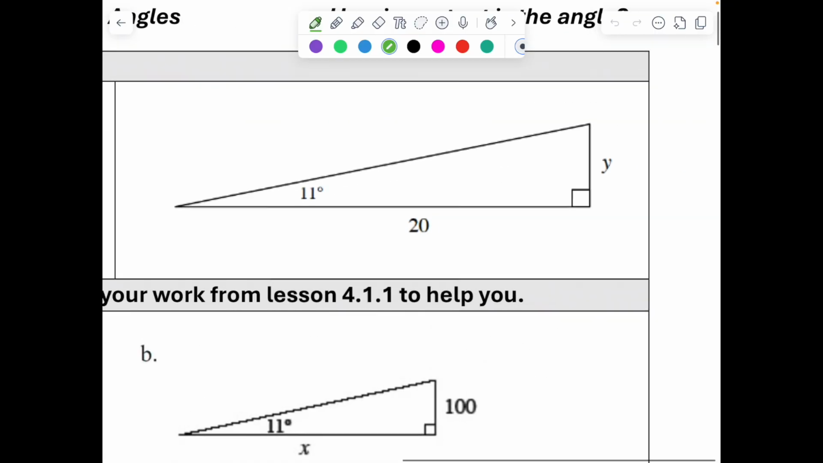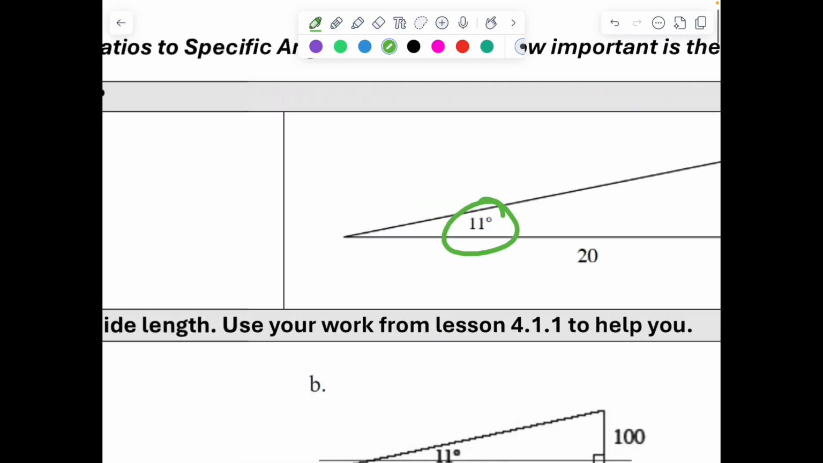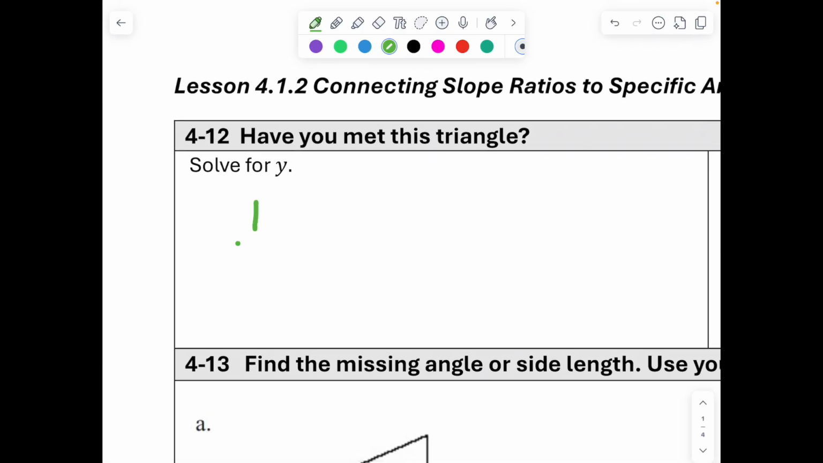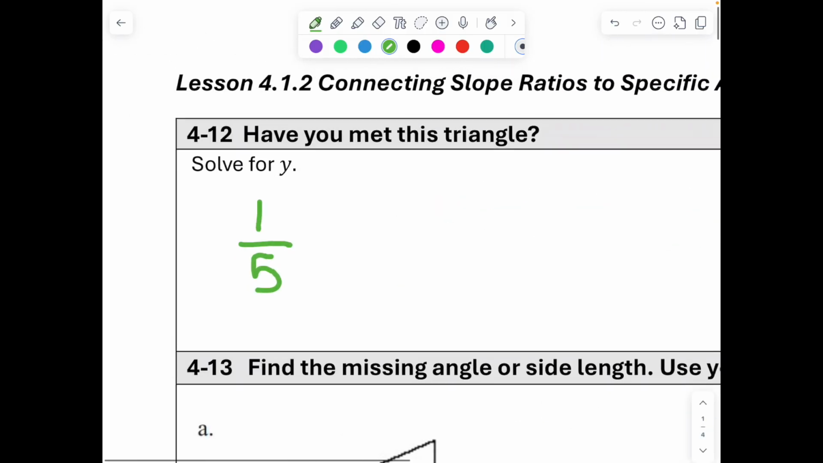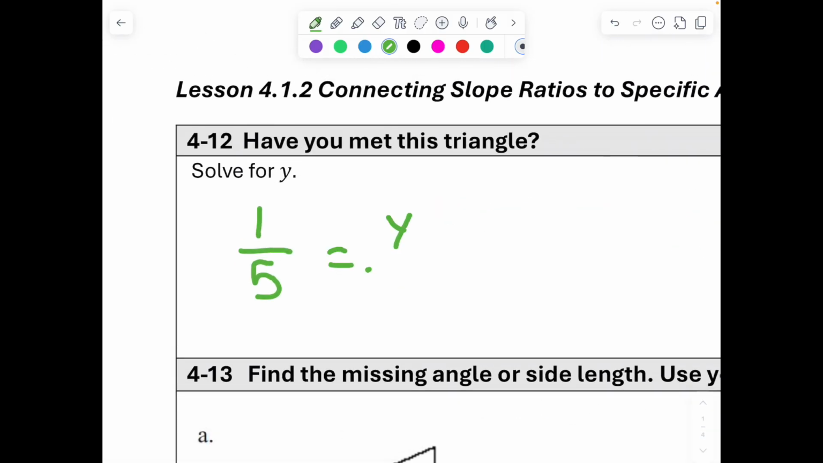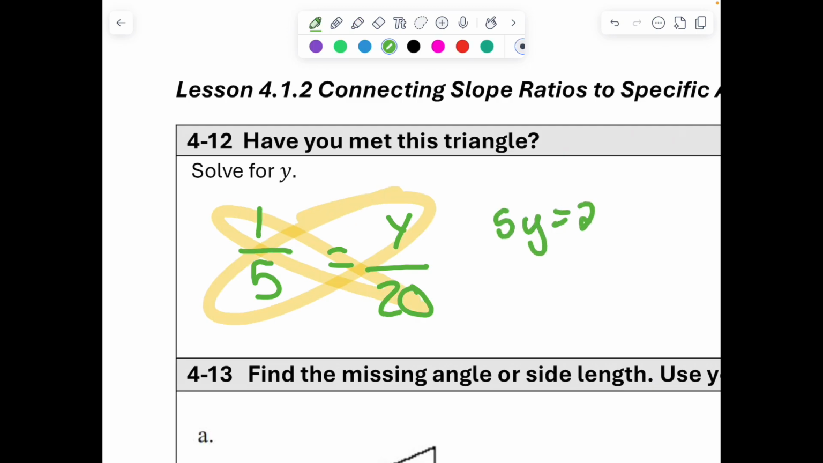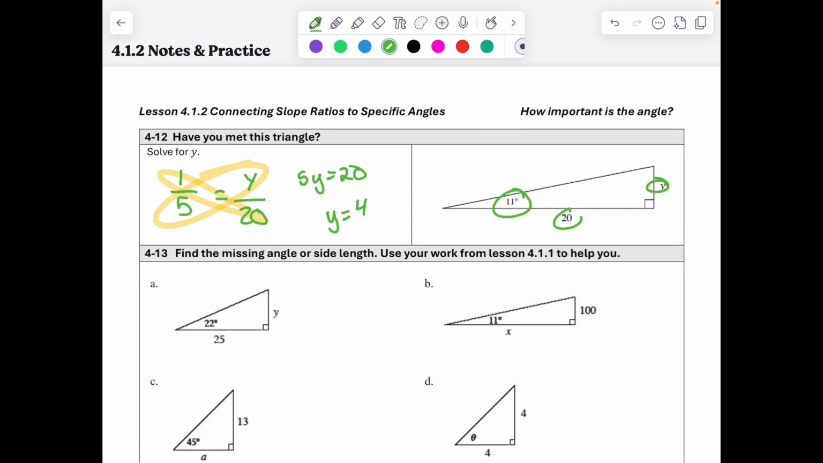So this triangle, we know that an 11-degree angle has a 1/5 slope ratio. And our slope right here is y/20. So we can just set that equal to 1/5, and then we can cross multiply. And we're going to get 5y = 20. So y = 4. So that missing side over there is 4.